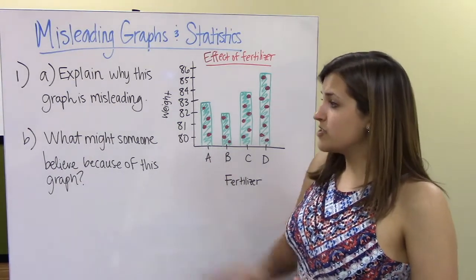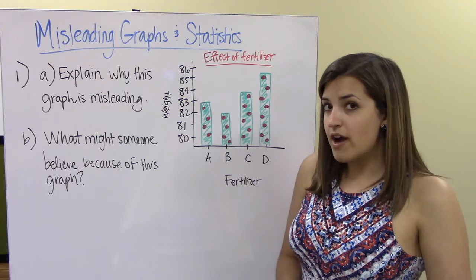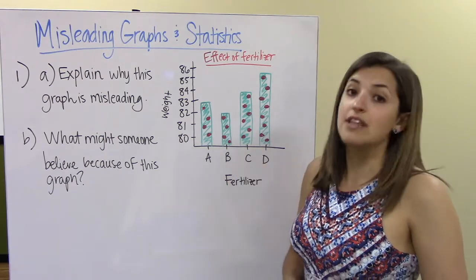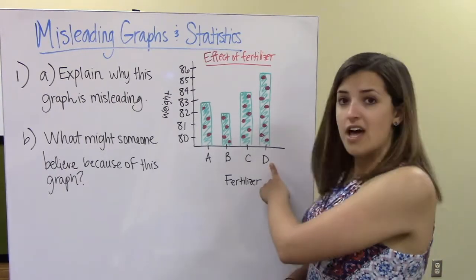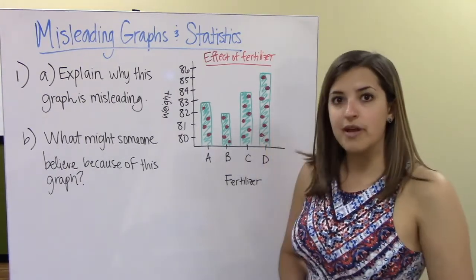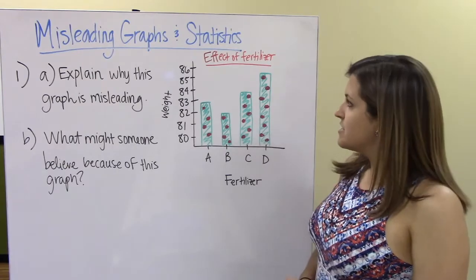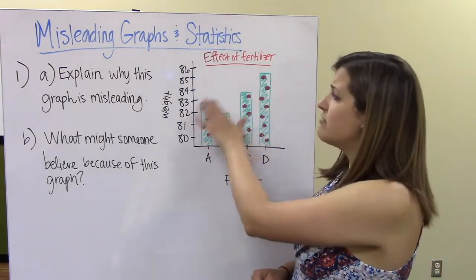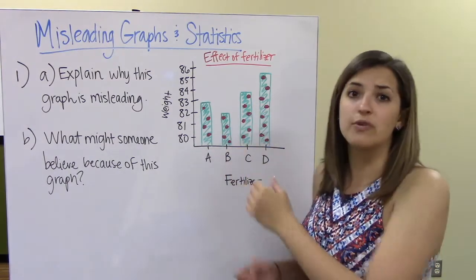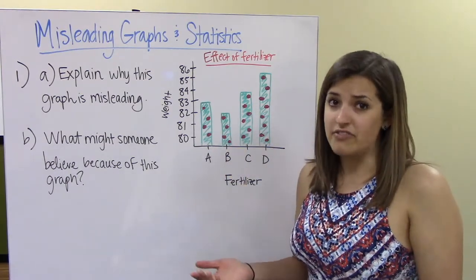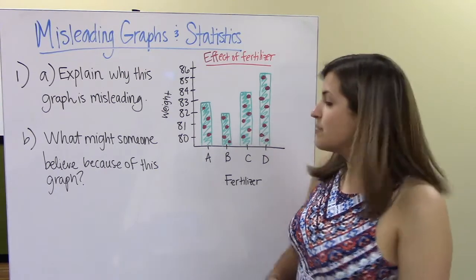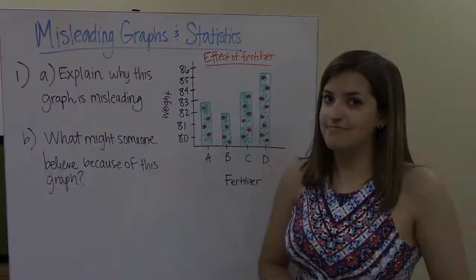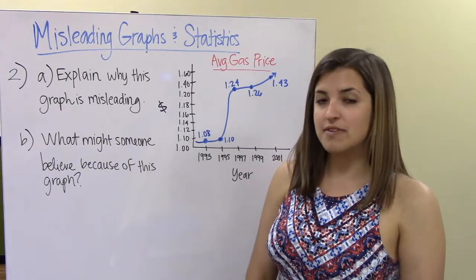And our second question is, what might someone believe because of this graph? Well, if you look at this graph, it looks like one of the fertilizers is a lot better than the others. It looks like D has the most growth for the tomato plants. But actually, D is only about 85.5, while the rest of them are hovering around 84 to 82 grams. That's not much of a difference. So it looks like here that somebody might believe that there's a big difference between these fertilizers. There's really not.